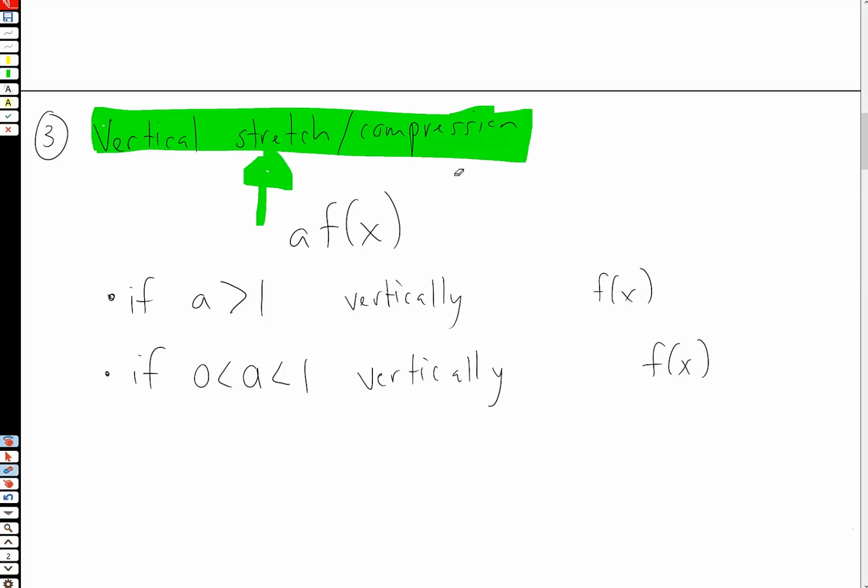The way we do this transformation is we take our function and multiply it by some constant on the outside. If this constant is bigger than 1, this is a vertical stretch. And if this constant is between 0 and 1, like 1/2, 1/3, 1/5, we vertically compress f of x. So let's see this in action.